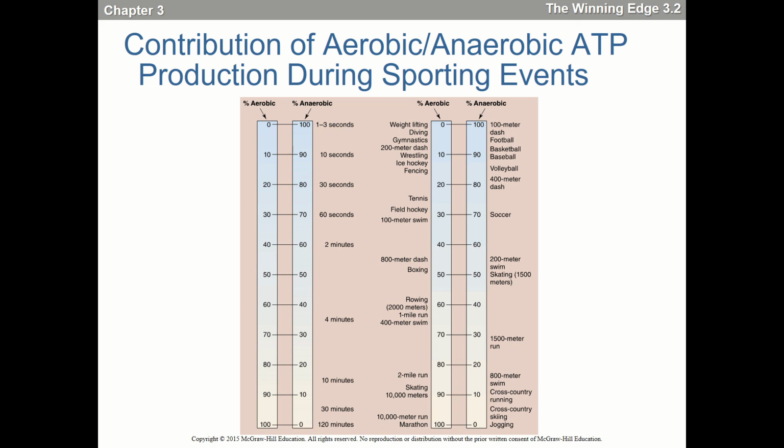Our ATP production is around 50-50 from the cytosolic, glycolysis and ATP-PC, and also the mitochondria, being the oxidative or aerobic one. And then it goes on and on to where a marathon and longer really is almost entirely aerobic. Is everyone good with this?